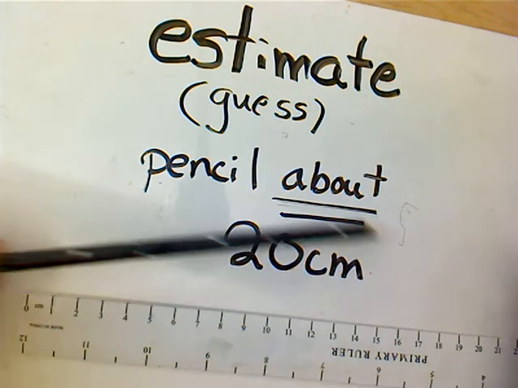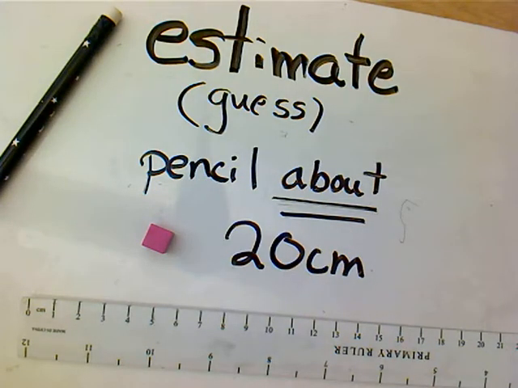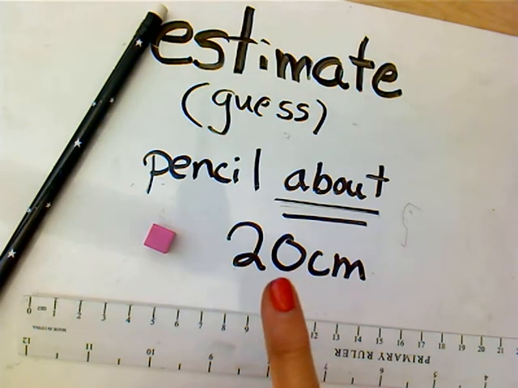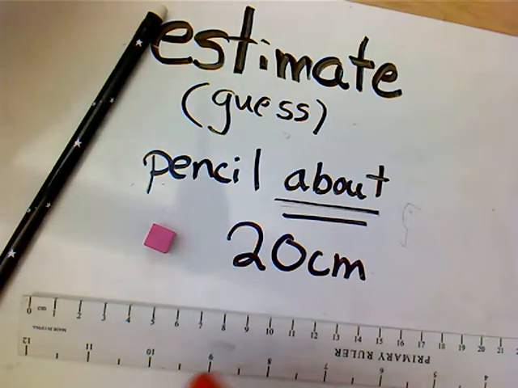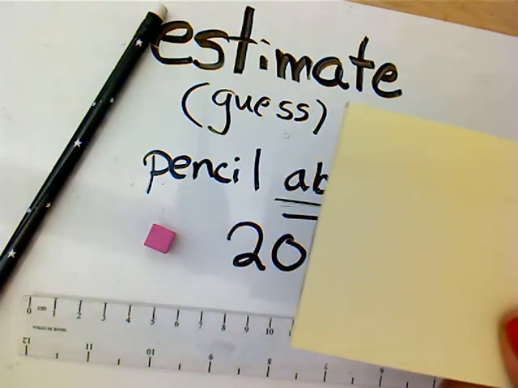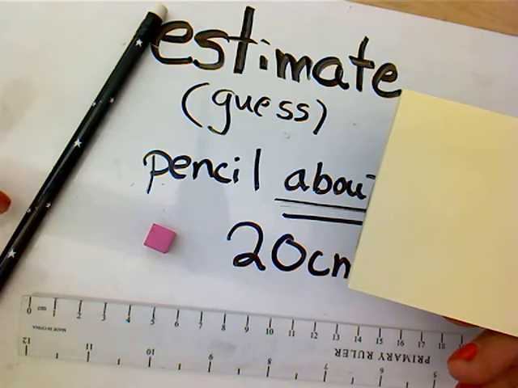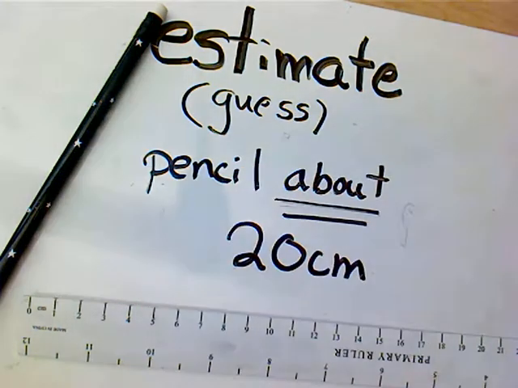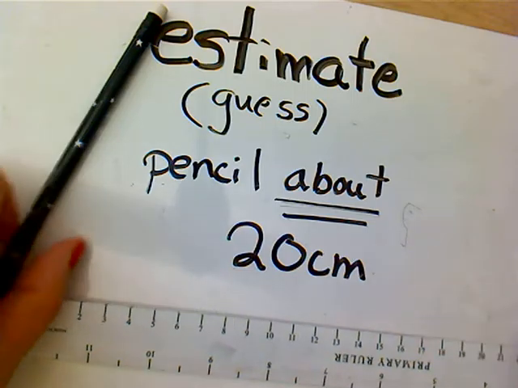So sometimes we use objects to help us estimate, especially if we don't have a ruler. Like maybe if you're going to the store and you need 30 centimeters of some yarn or some string, could you use your pinky finger to help you figure out about how many centimeters that would be? Sometimes we use other objects like a piece of paper, or in this case a pencil or a cube, or our pinky finger to help us estimate about how long something might be.